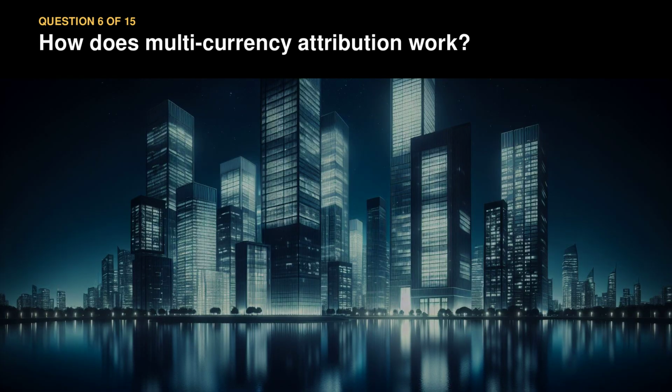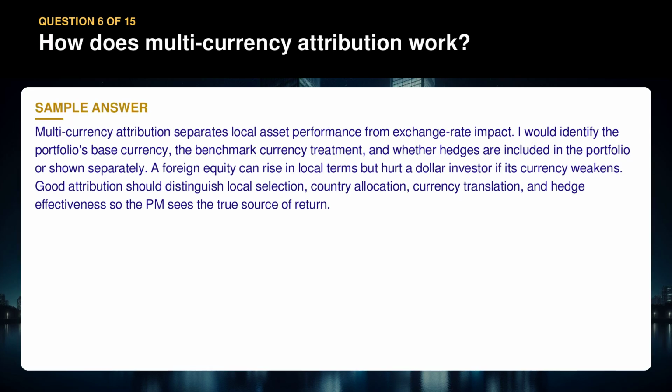Question 6. How does multi-currency attribution work? Multi-currency attribution separates local asset performance from exchange rate impact. I would identify the portfolio's base currency, the benchmark currency treatment, and whether hedges are included in the portfolio or shown separately. A foreign equity can rise in local terms but hurt a dollar investor if its currency weakens.